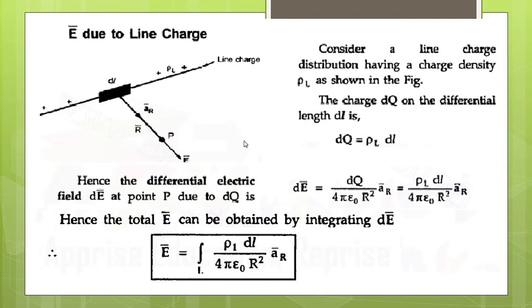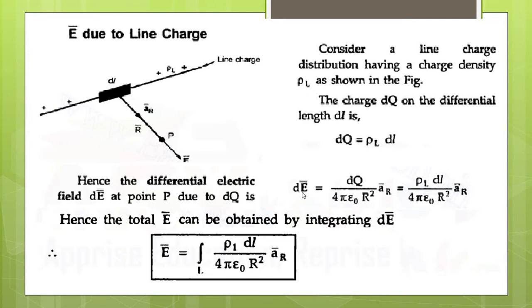We'll see the electric field intensity due to the line charge. You can see we have a straight line here. Over this there is a line charge of rho L. On this line charge, we'll consider a differential length of dl. To find the differential charge dq, we can write dq is equal to rho L multiplied by dl. So this is the charge density multiplied by the differential length dl.